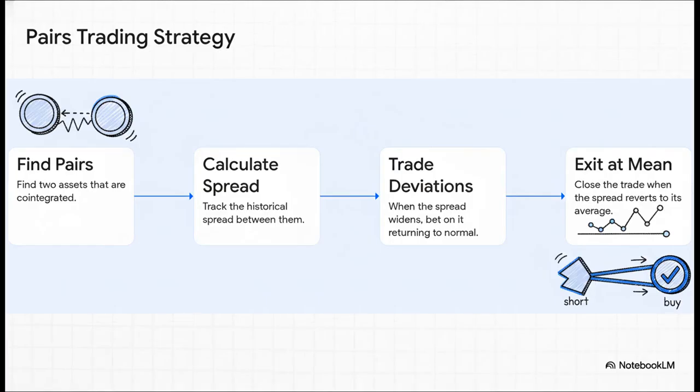And here's the playbook for how you trade it. Step 1, you find two assets that are on that leash together. Step 2, you track the distance between them. Step 3, when that leash gets stretched way too far, when the spread widens, you make a bet that it will snap back. You sell the one that's outperforming and buy the one that's underperforming. And step 4, when the spread comes back to normal, you close the trade and take your profit.